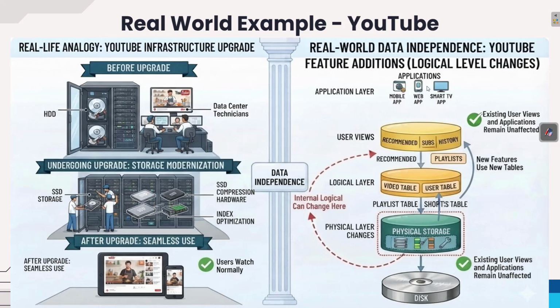On the right side there is the example of logical data independence. For example, users on YouTube want to add playlists and shorts, etc. For this, YouTube has to modify the schema and add tables to store the playlist data and shorts data. This is a change in the logical layer, so it has no impact or minimal impact on the user view, right? So this is the example of logical data independence. Existing user views and applications remain unaffected.